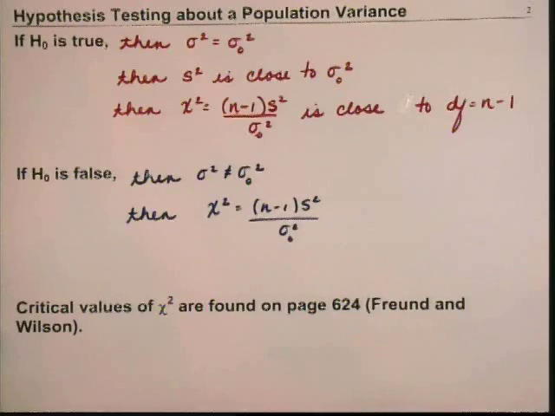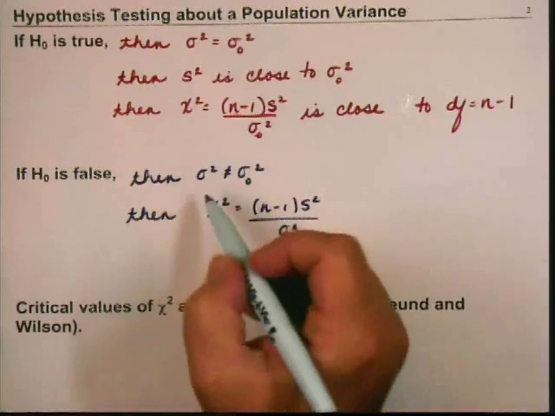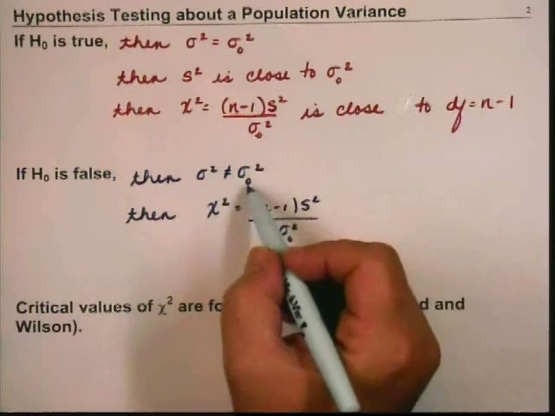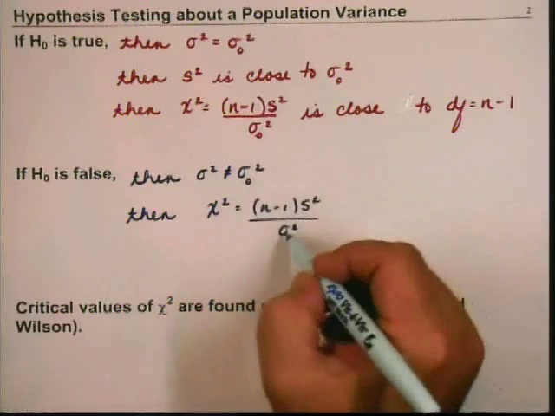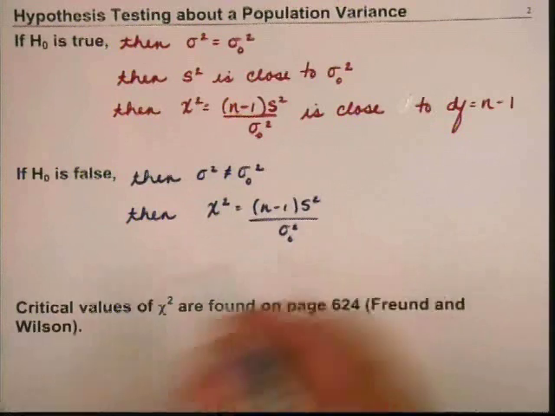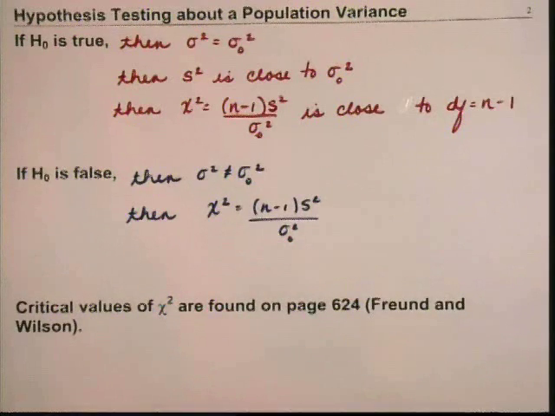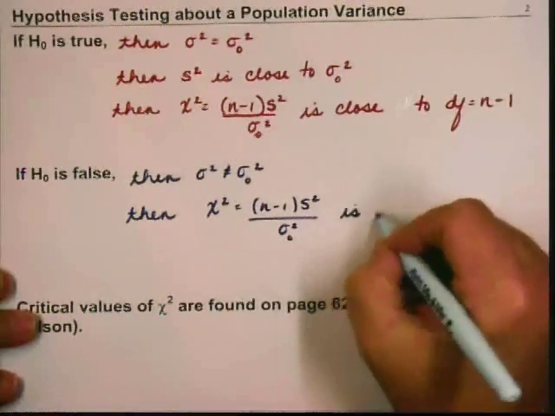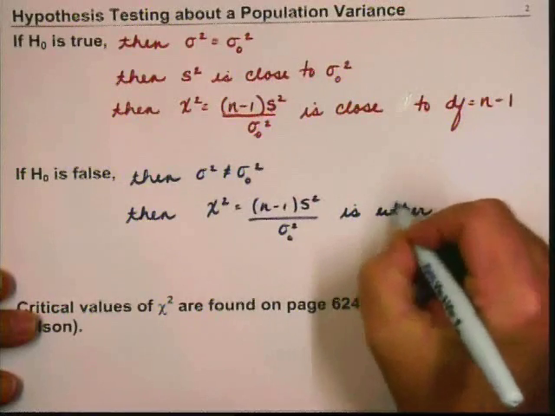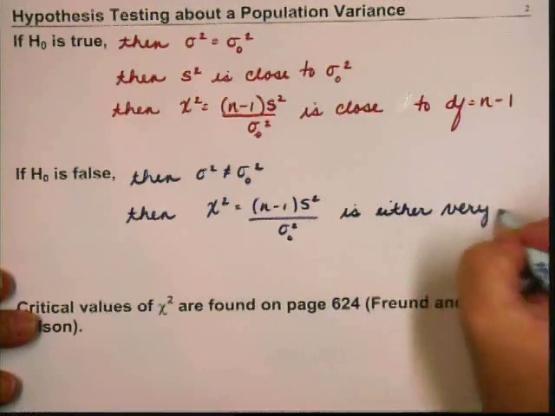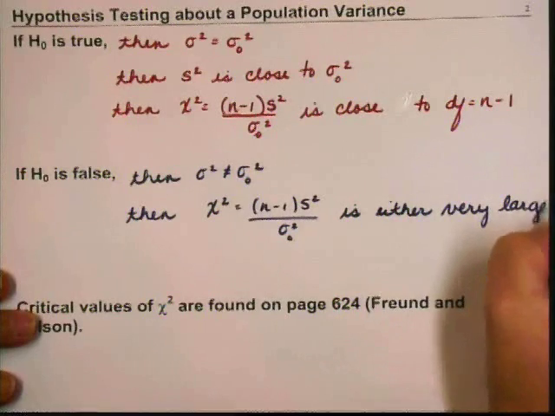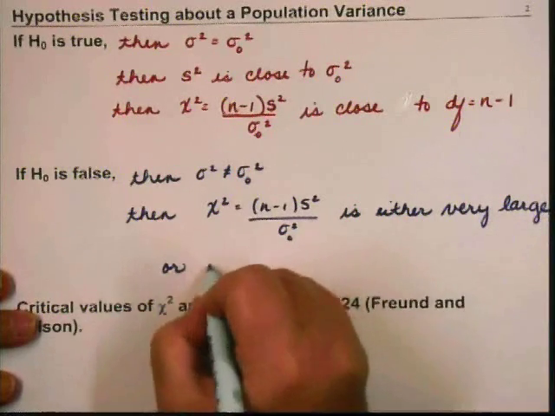Chi-square gets larger. What happens if the true value of the population variance is much smaller than sigma naught squared? Then this ratio becomes smaller and smaller. What's the smallest chi-square could be? It starts getting closer and closer to 0, doesn't it? All right, so if the null hypothesis is false, then the value for chi-square is either very large or close to 0.